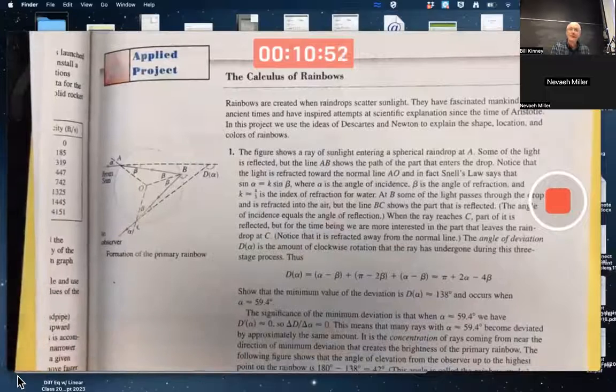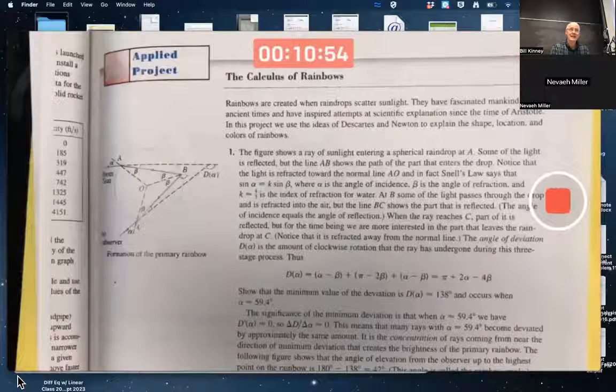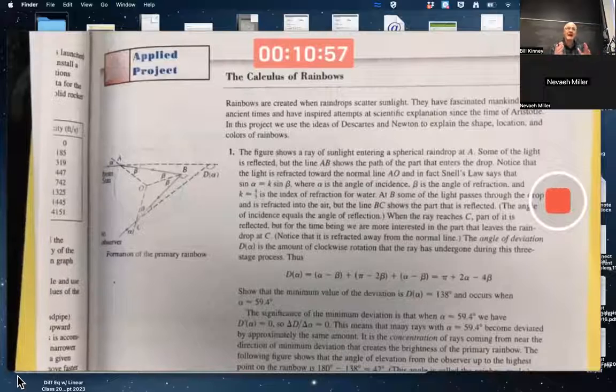Last time we talked about the calculus of rainbows. We're going to continue that today. The main focus last time was why you see rainbows in a certain spot in the sky, although we didn't quite fully get to the reason for that.